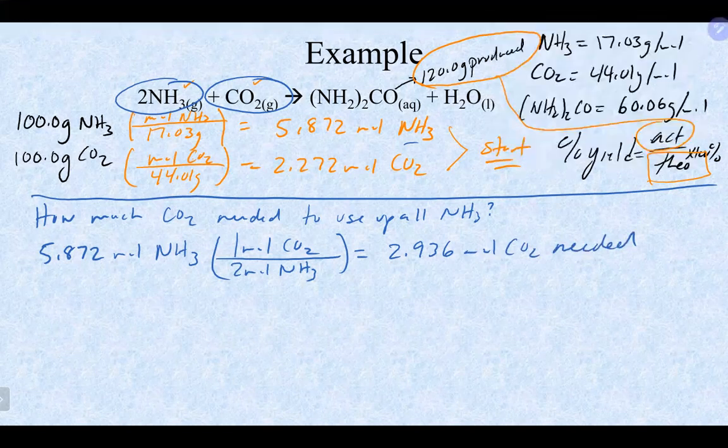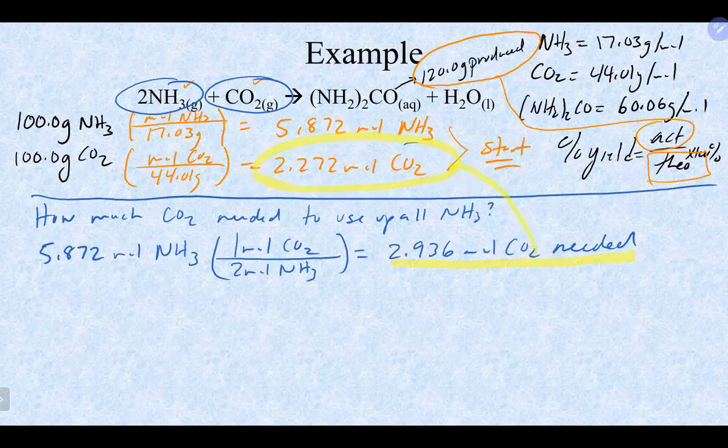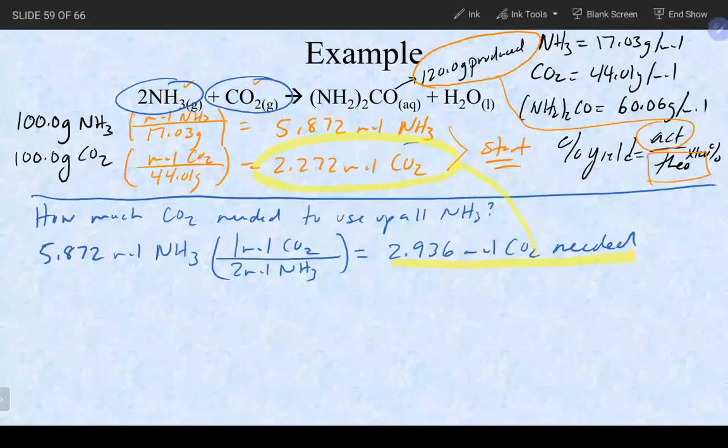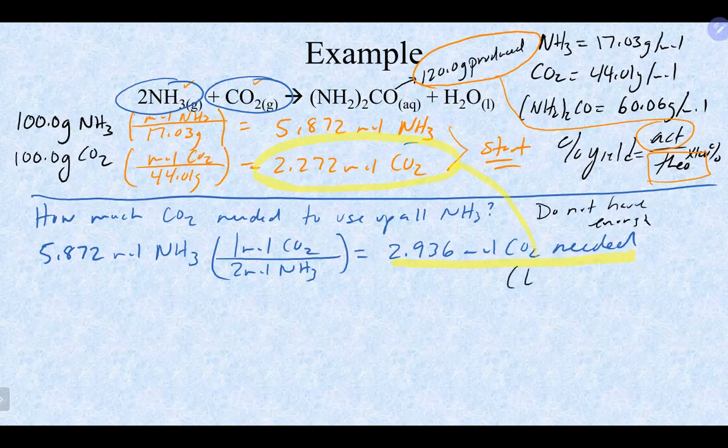Once again, making our correct comparison, this is how much we need of CO2. This is how much we started of CO2. Do we have enough in this case? In this case, we do not have enough. We need 2.9, but we only have 2.2 to start with. That means that we do not have enough. And that also means that this CO2 is our limiting reagent. And in this case, our NH3 would be our excess reagent. Any questions on that determination?